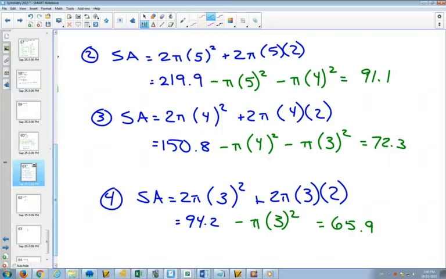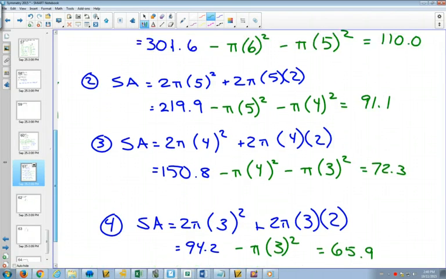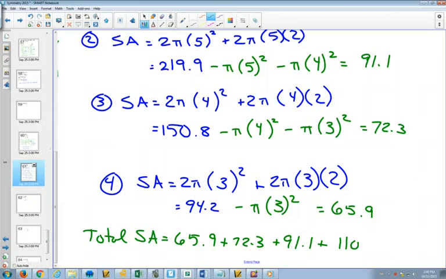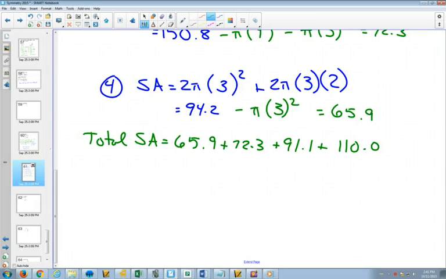Now we got to add all of those up for total surface area. So we take our 65.9 plus our 72.3 plus our 91.1 plus, what was the first one? 110.0. And since we are dealing with centimeters and we're dealing with area, this will be centimeters squared.